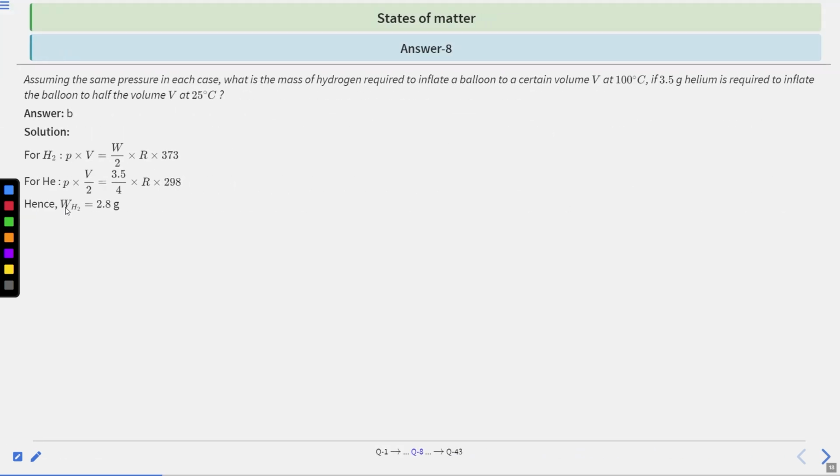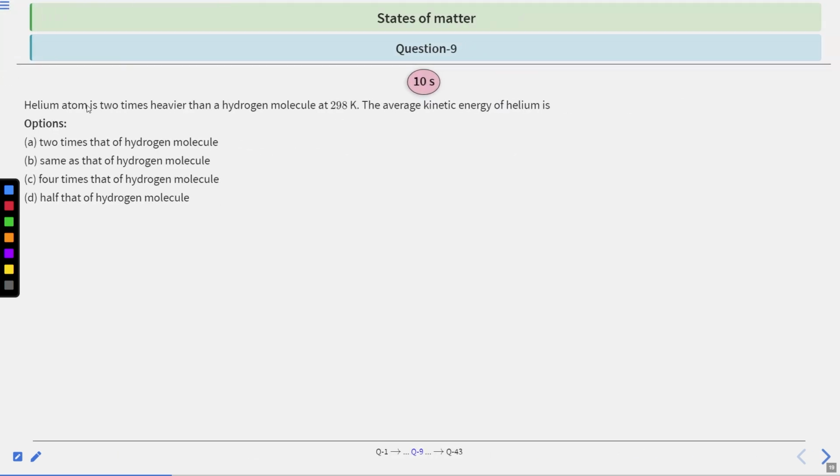Okay, so the correct answer is option B. For the hydrogen molecule, P cross V will be equal to nRT, and for helium, the same P cross V will be nRT. Hence, we can find out the weight of H2 here, which is coming out as 2.8 gram. So option B is the correct answer. Moving on to our question number 9.